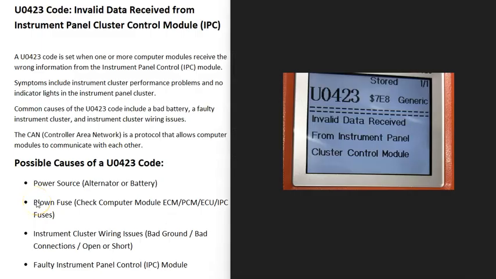So today I'm talking about a U0423 code, what it is and how you go about fixing it. And so what is a U0423 code? Well, it's an invalid data receipt from instrument panel cluster control module. And what does this mean?